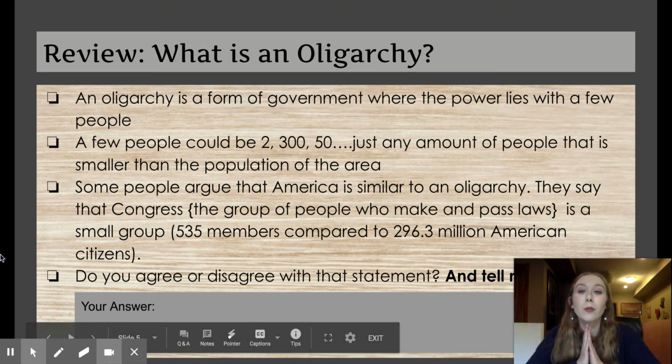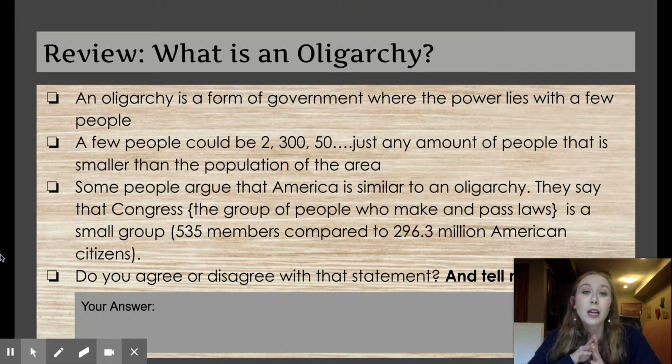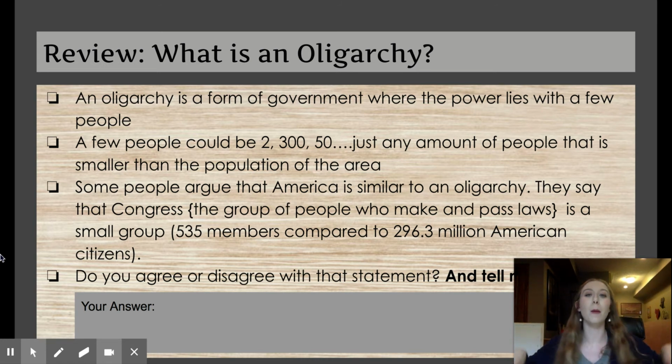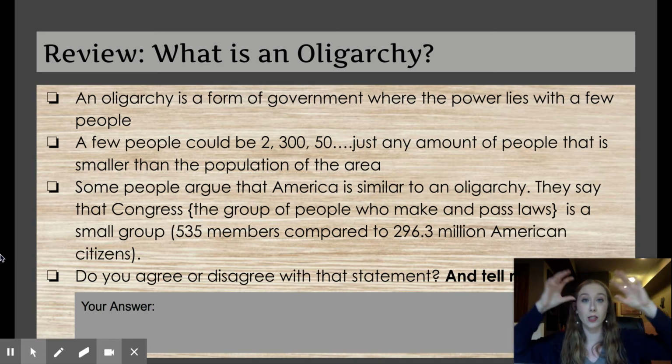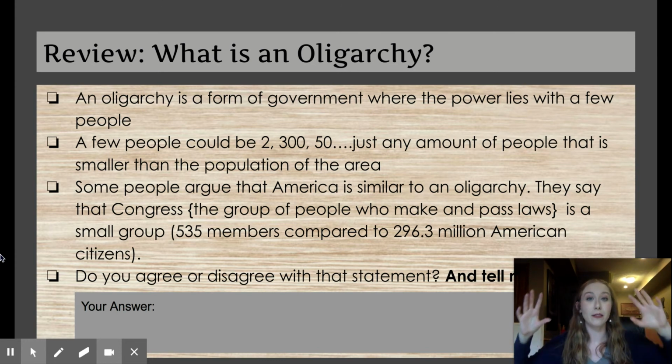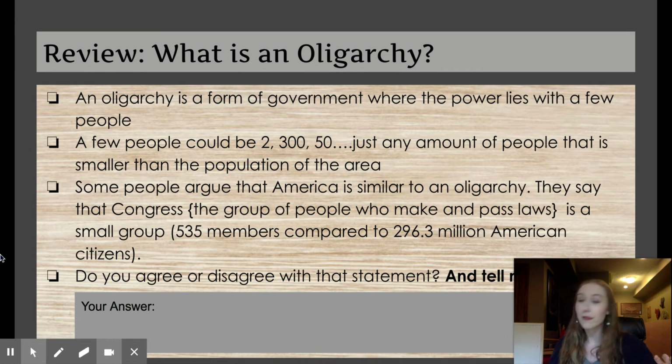So as a quick review, what is an oligarchy? An oligarchy is a form of government where the power lies with a few people. So that could be 2 people, that could be 30, that could be 50, could be 300. Doesn't matter the number of people in the oligarchy that are holding all the voting power and all the decision-making power. What matters is that whoever the people are who are holding that power, they have to be less than all of the people that live in that country.